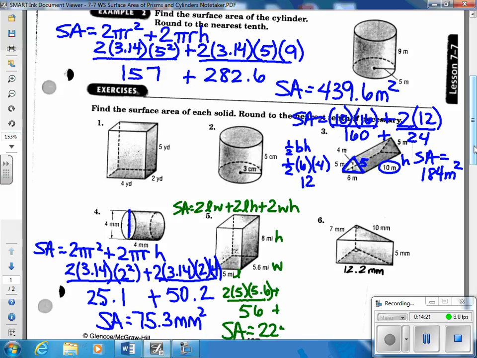But your job at this point is to finish the rest of the problems on the front side that we didn't do and all of the problems on the back side. And then we'll see what kind of questions you have in class.